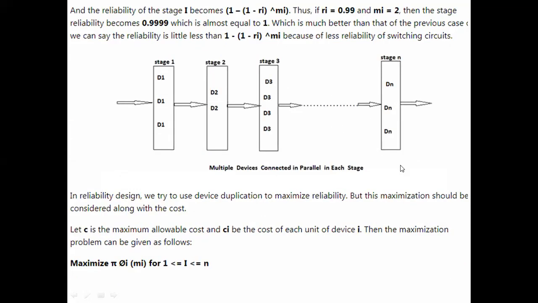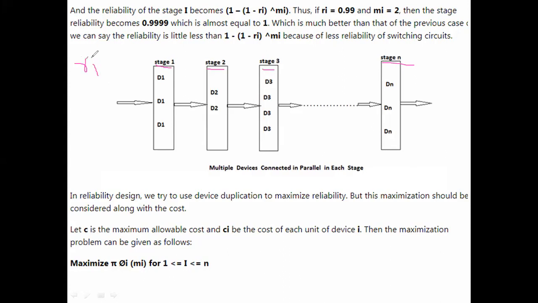So this is stage 1, this is stage 2, this is stage 3, up to stage n. For each stage it becomes the probability. What does Ri mean?